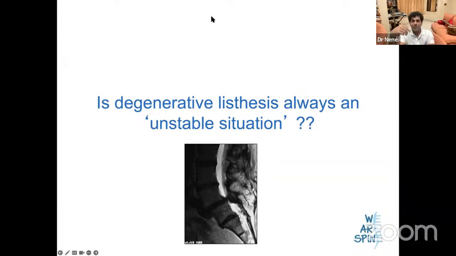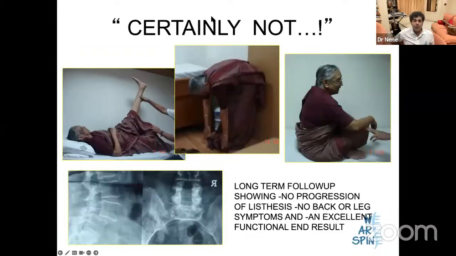You should never confuse degenerative listhesis with lytic or dysplastic spondylolisthesis. So if you think about it, there are some people who have been through this process where the loosening happened and then have auto-stabilized, right? So there are people who go through instability and auto-stabilization. Some go through instability, severe unstable situations, listhesis, and then auto-stabilize. So those are the people who don't need any stabilization. So these are the folks who present with pure claudication, and they don't need stabilization.